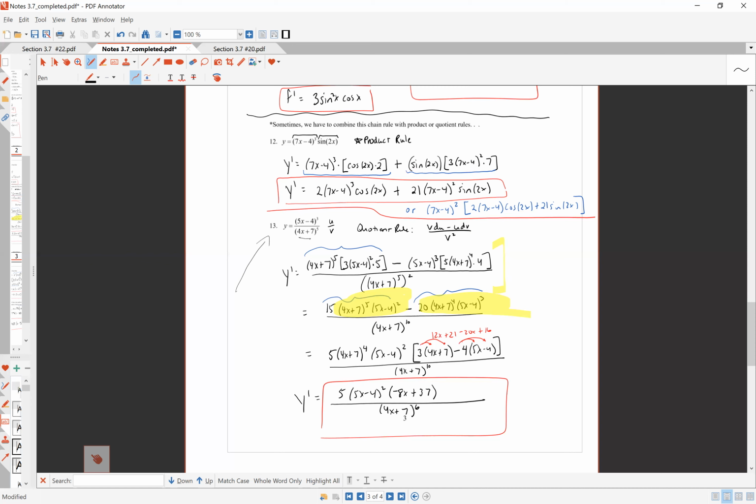Students, you do want to simplify this if possible. We would not leave the denominator as 4x plus 7 raised to the fifth, the whole thing squared. You want to use the laws of exponents there. Also, we can factor out a factor of 4x plus 7 to the fourth, and a factor of 5x minus 4 squared. You want to factor out like terms and simplify when possible.